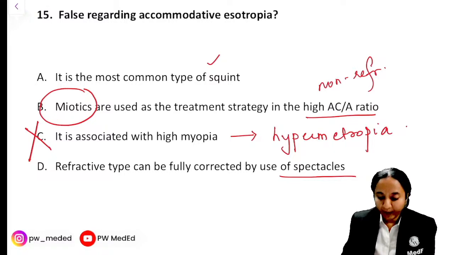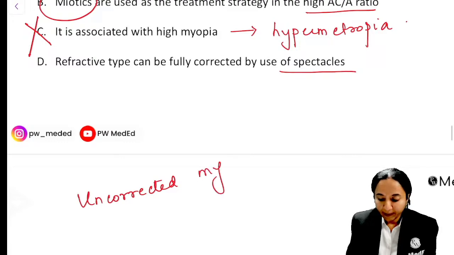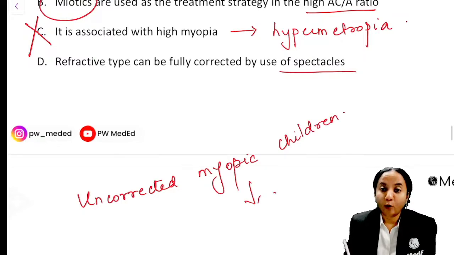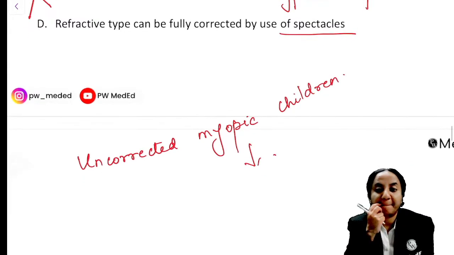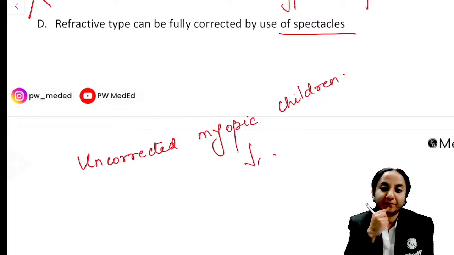Okay, so who will tell me, uncorrected myopic children ko kaun sa squint hota hai? Uncorrected myopic children, they tend to develop what kind of squint? Uncorrected myopic children ko kaun sa squint hota hai? Kaun batayega? Uncorrected myopic children are associated with what kind of squint?